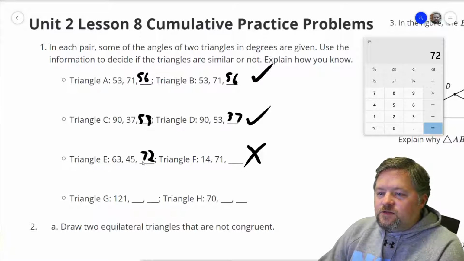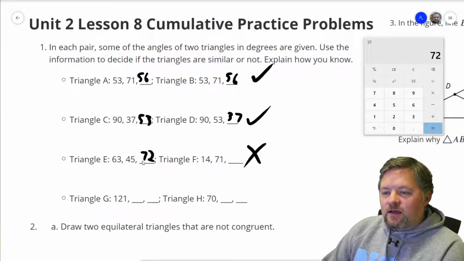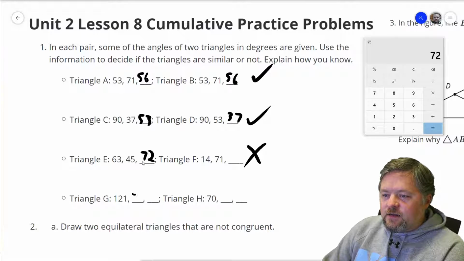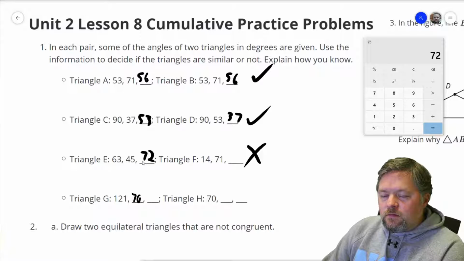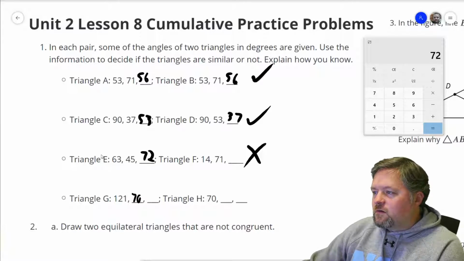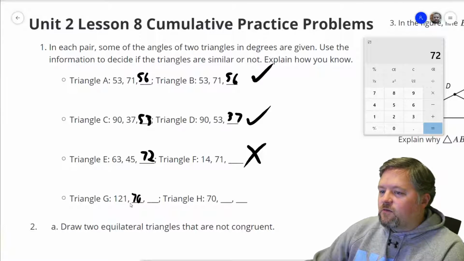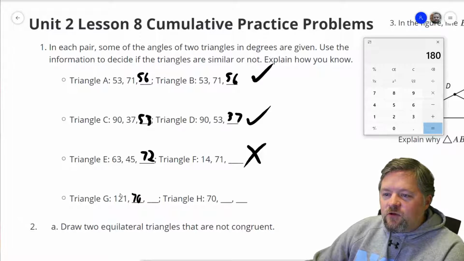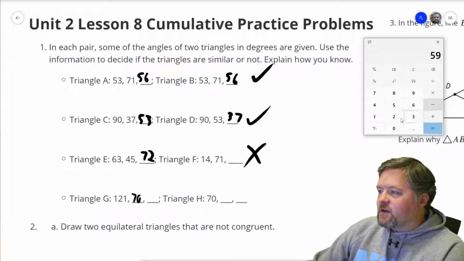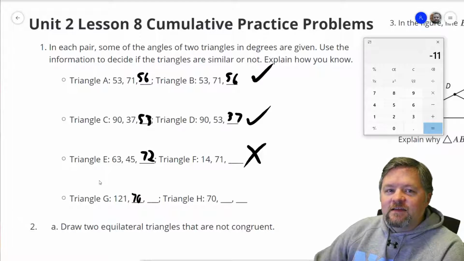Now, this one, we know we have one angle that's 121 and two other angles. What are they? I don't know. Maybe one of them 70. So now we'd have to figure out if we have a 70 to match this one. Let's figure out what this other angle would have to be. They have to add up to 180. I subtract 121. That's 59 degrees. Subtract that 70. That's negative 11 degrees.